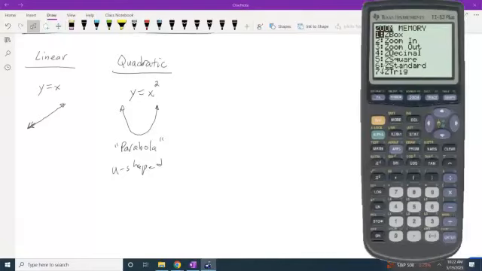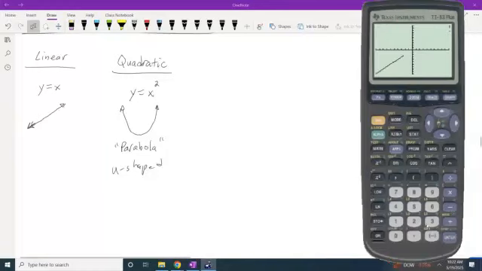Zoom 6 standardizes your calculator, right? So that way when we graph, all our calculators should look the same. So here's what zoom standard means. If you look at this x-axis, it goes from -10 to +10, in increments of 1.